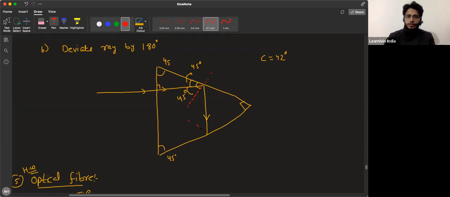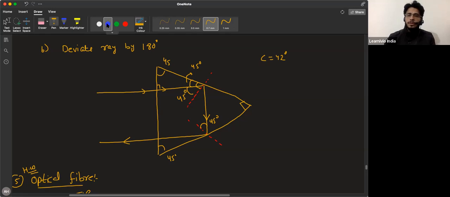Then again for this face, it will again undergo TIR. This angle is again 45 degrees, by the same geometry. So it will again undergo TIR. So see, the ray was going to the right, and when it is emerging from the prism, it's going to the left. So it deviates by 180 degrees.